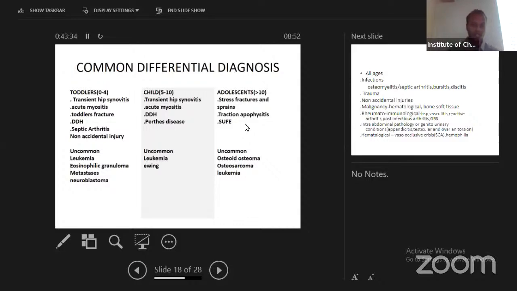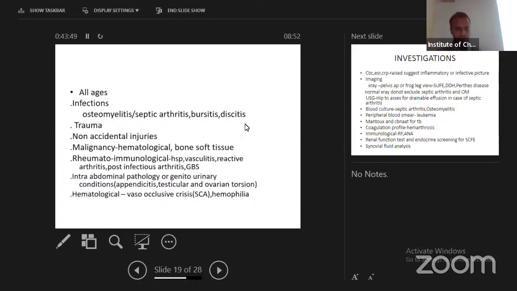In adolescents more than 10 years of age, the common causes are stress fractures and sprain, traction apophysitis like Osgood-Schlatter disease, Sever's disease, and slipped upper femoral epiphysis. The uncommon ones are osteoid osteoma, osteosarcoma, and leukemia. In children of all ages, the causes are infections, mostly osteomyelitis or septic arthritis, bursitis, discitis, tuberculosis, trauma, non-accidental injuries, malignancy, hematological and bone and soft tissue malignancies, rheumato-immunological conditions like Henoch-Schönlein purpura, vasculitis, reactive arthritis, post-infectious arthritis, and Guillain-Barré syndrome. Intra-abdominal pathologies or genitourinary conditions should also be kept in mind, like appendicitis and testicular and ovarian torsions. Hematological causes include vaso-occlusive crisis in sickle cell anemia and hemophilia.